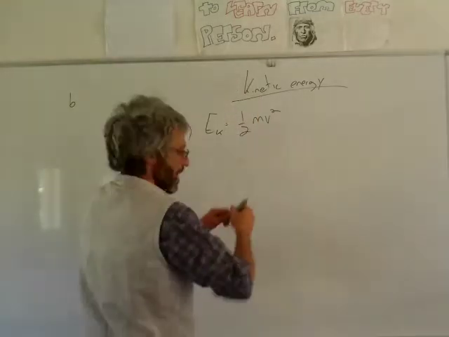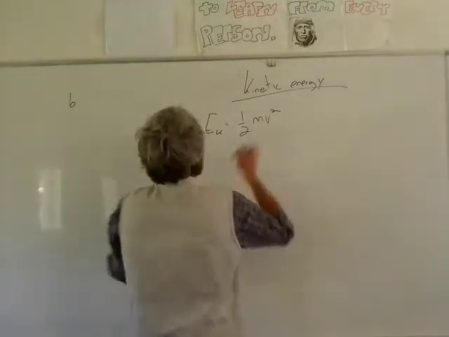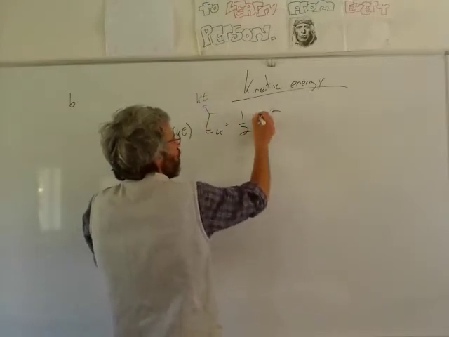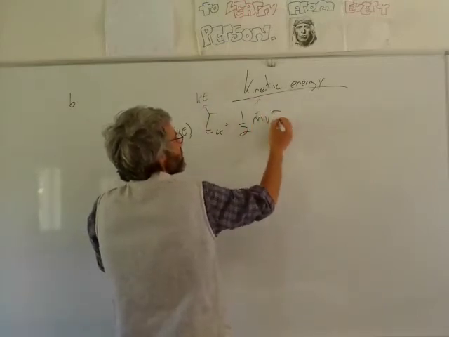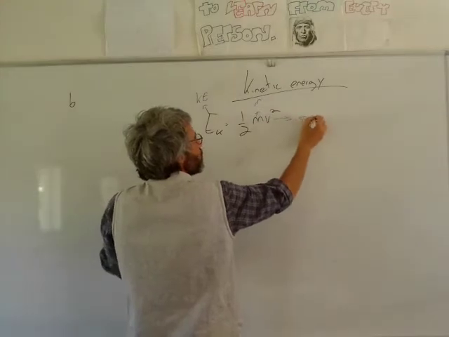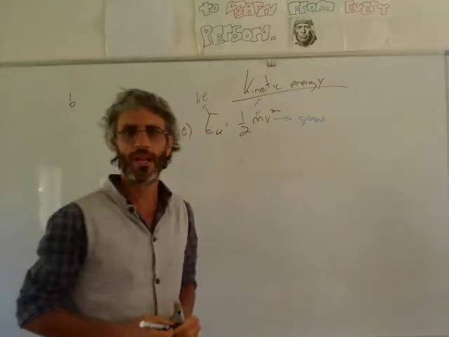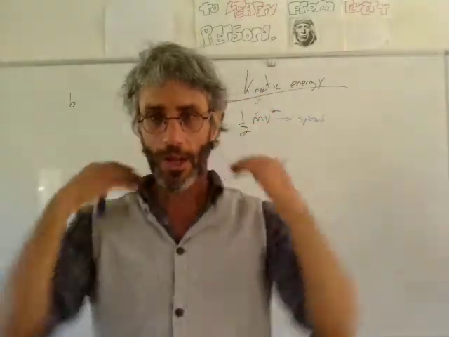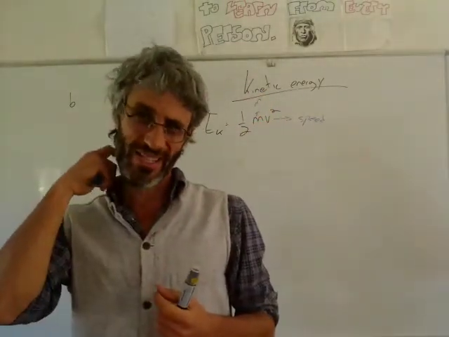Okay, so let's just write what these things are. This is kinetic energy. This is just half. This is your mass, and this is your speed. But we have to square the speed. V stands for velocity. Velocity and speed are not exactly the same. We're going to learn it better, I think, in grade 10 or 11.